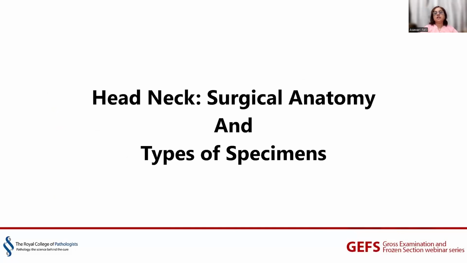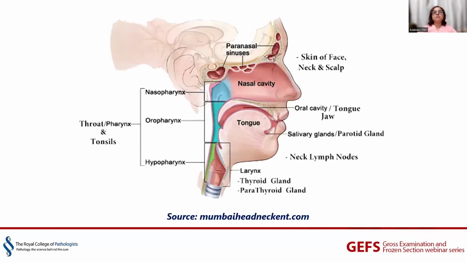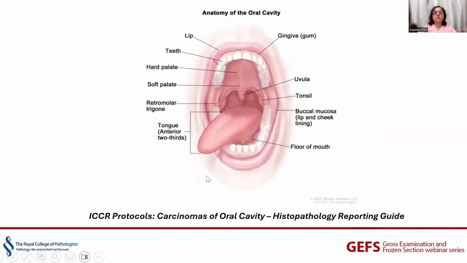Now, coming to the surgical anatomy and types of specimen in head and neck. So, this is a brief overview. We can see that there is this oral cavity which contains tongue, buccal mucosa. Then there is nasal cavity, paranasal sinuses, and then pharynx, which is nasopharynx, oropharynx, hypopharynx, and then there is larynx. So, first of all, to understand the anatomy of the oral cavity, we need to know what are the parts of the oral cavity.